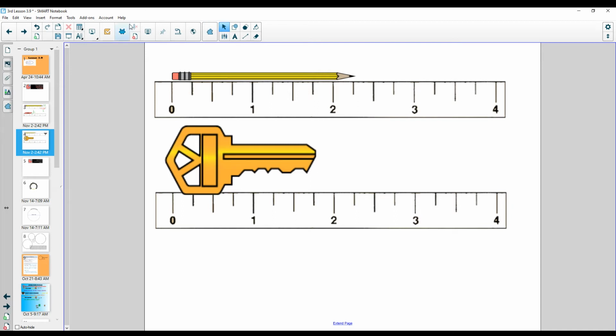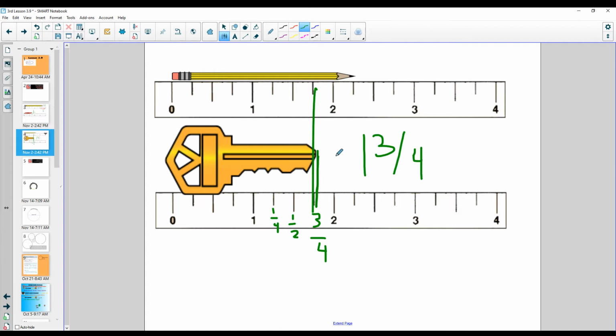This key, let's see, is about, right here. Think of the spaces again. 1, 2, 3, 4 spaces. This is 1/4. 2/4, which is the same as a half, and you got it. 3. Whoa, my line went crazy. 3/4. So if I write this is 1 and 3/4. Once it grew, right? Once it grew.